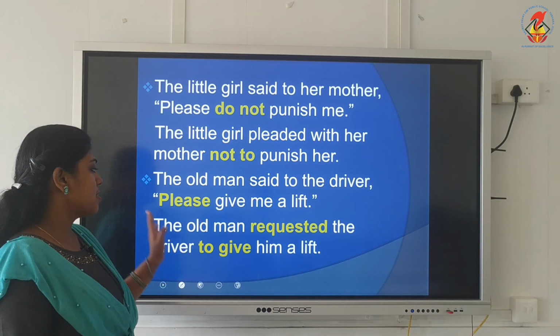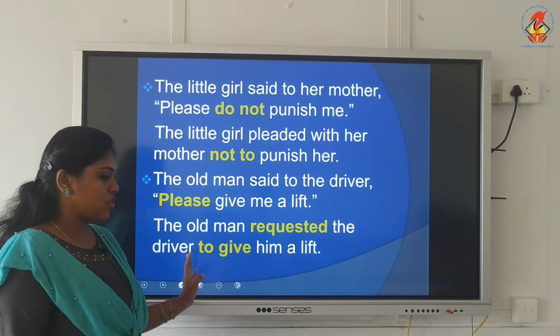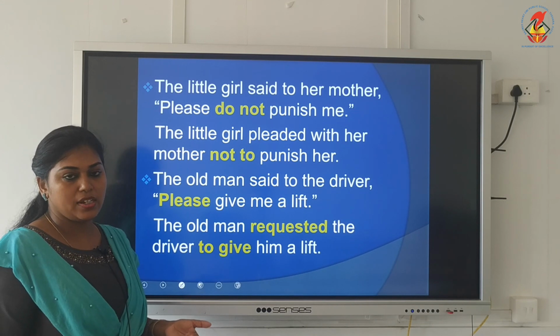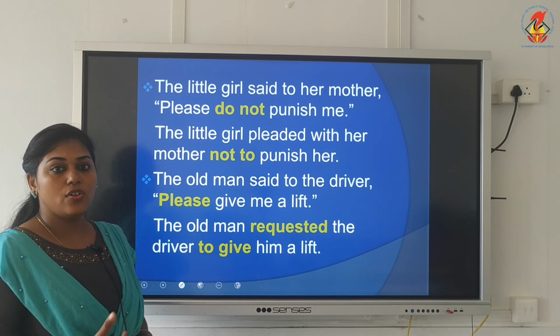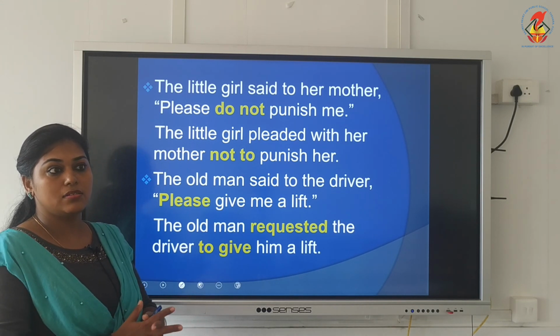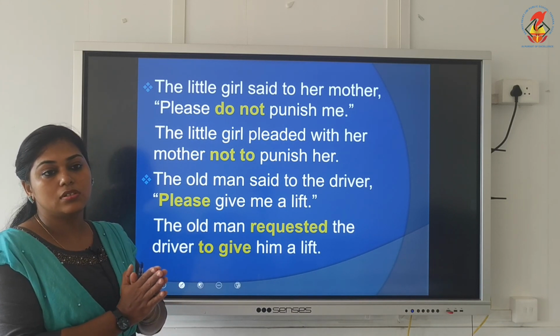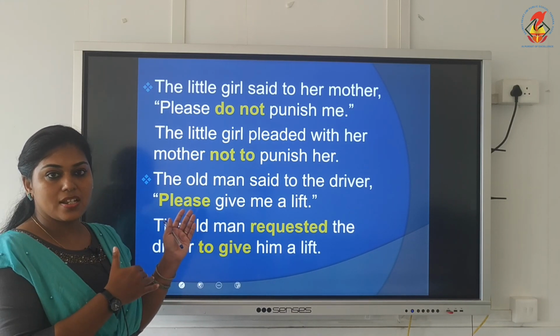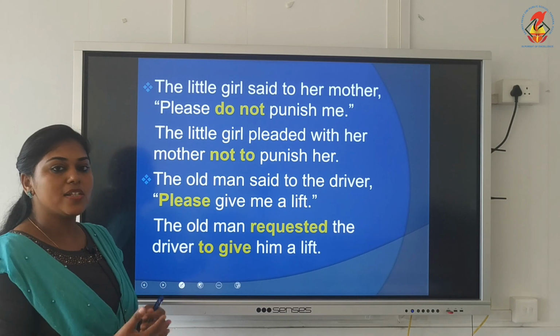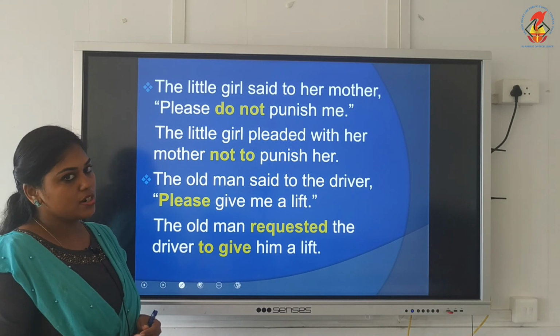So we'll write it as, the old man requested the driver. Most probably we'll write request only. Only if it is that kind of request, like the person is begging to do something, only then we'll write it as pleaded or begged. Otherwise most probably we write requested itself.